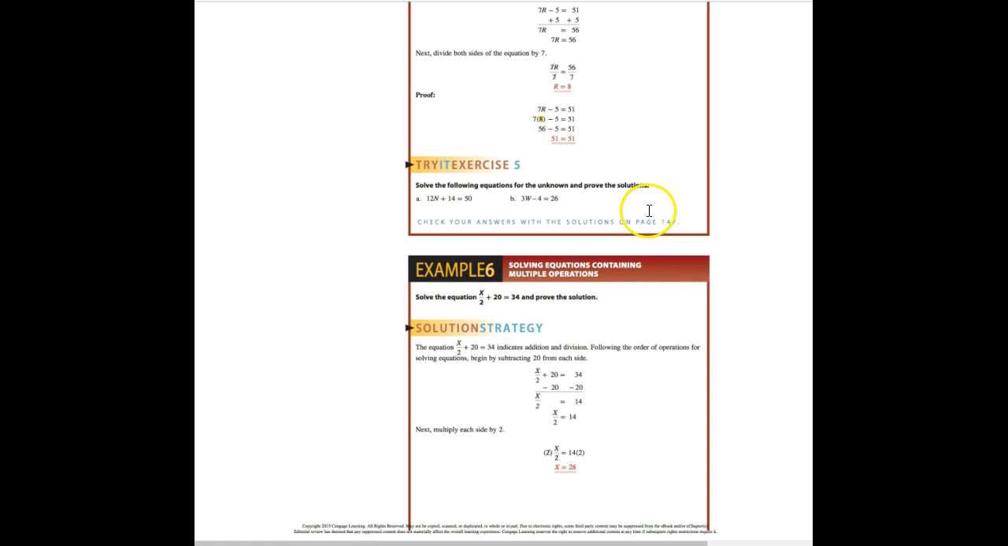Okay. You should have checked your answers on page 147. We'll move on to example 6. So this one is x divided by 2 plus 20 equals 34. The first thing we're going to do is subtract 20 from each side. That leaves us with x divided by 2 equals 14. Since it's division, we do the opposite, so we're going to multiply. Multiply each side by 2, x equals 28.